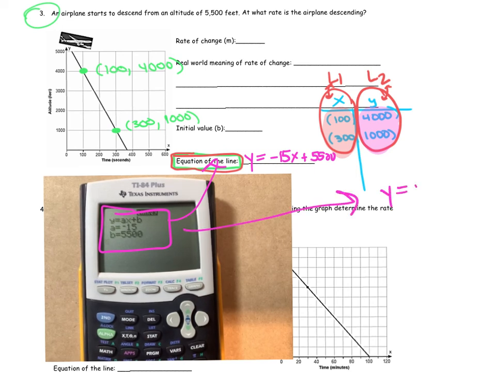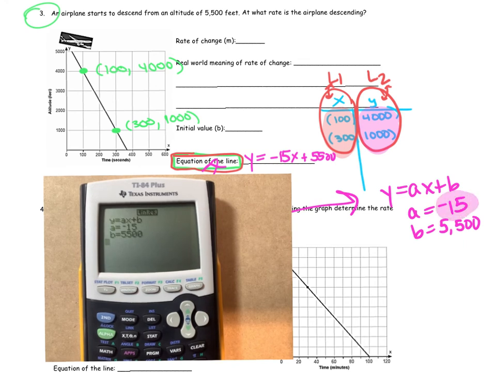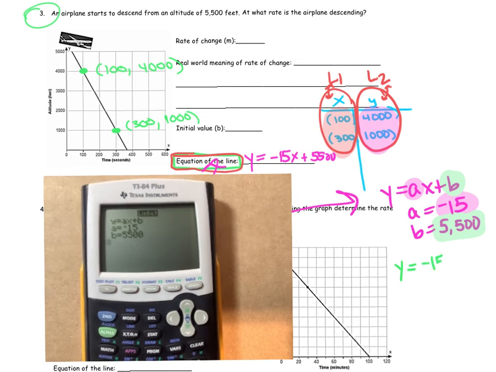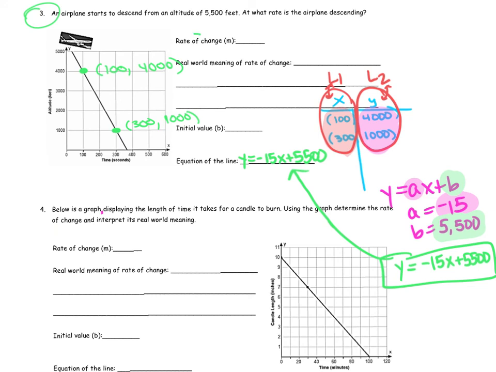Okay, so again, I'll write this on the side. We have y equals ax plus b, and they're telling you a is negative 15, which is the slope, and b is 5,500, which is our y-intercept. If we just plug these things in, guys, if I just plug in my negative 15 for a and my 5,500 for b, now I have the equation y equals negative 15x plus 5,500, which is my equation of the line.